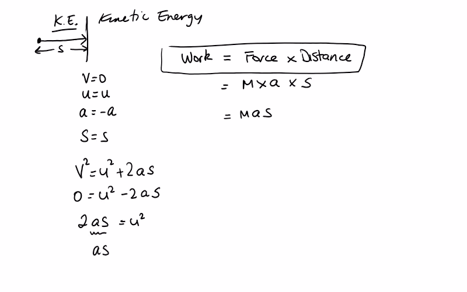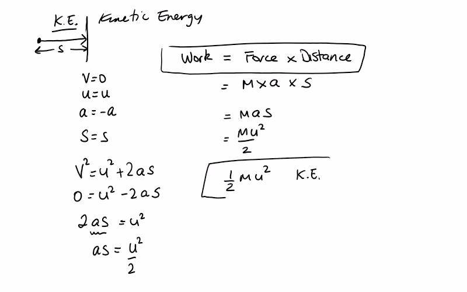So what would as be equal to? As is going to be equal to u squared over 2, if we divide across by 2. So therefore, what we end up with is m u squared over 2, which can also be written as a half m u squared, which is my formula for kinetic energy and how to measure kinetic energy. And when v is the velocity of this object that we're looking at, this kinetic energy formula becomes a half m v squared.